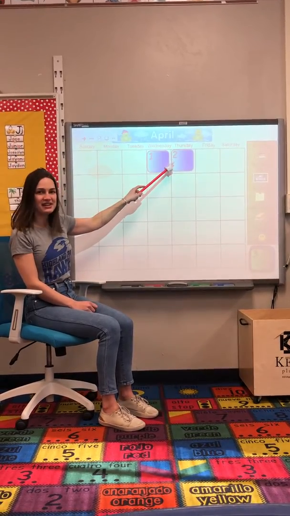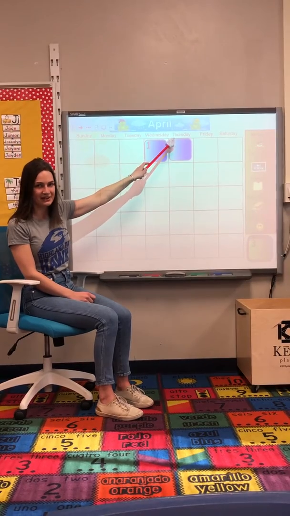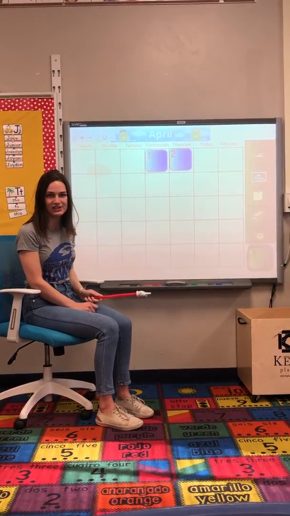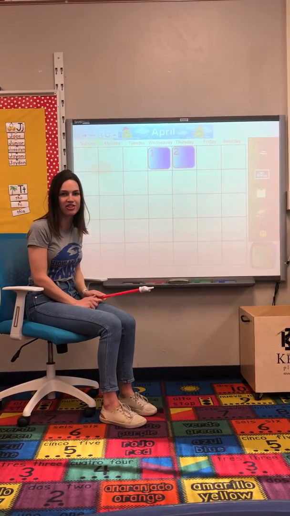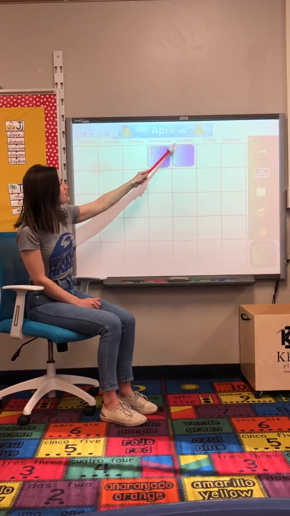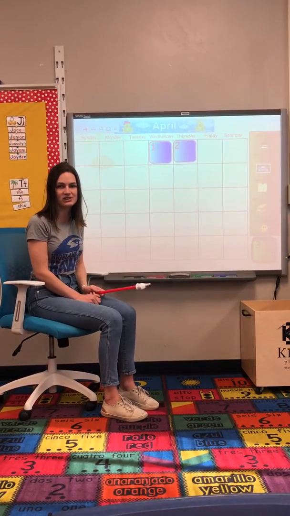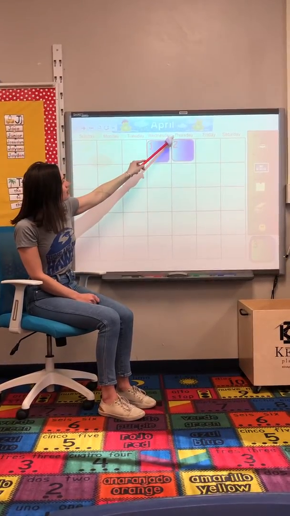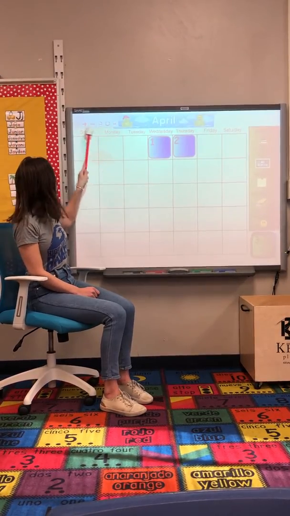Now let's look at what day of the week it is. We're going to look right up on top, and I see one of our new digraphs, the TH. Do you remember what sound TH makes? That's right, it goes th. So I think this day must be Thursday because that's the only day of the week that starts with a th sound. So today is Thursday, April 2nd.